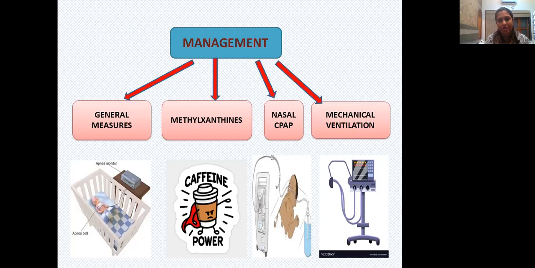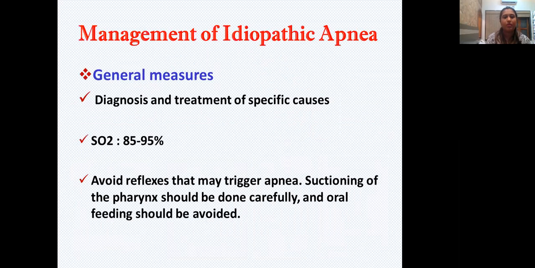So we have general measures, drugs like methylxanthines, and nasal CPAP and mechanical ventilation. So for management of idiopathic apnea, we'll first see the general measures. The diagnosis and treatment of specific causes as per the investigations. We have to try to maintain a saturation of 85 to 95%, and therefore avoid any reflexes that may trigger apnea, like suctioning of the pharynx to be done carefully, and oral feeding to be avoided during this time.